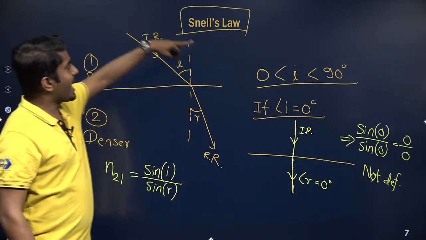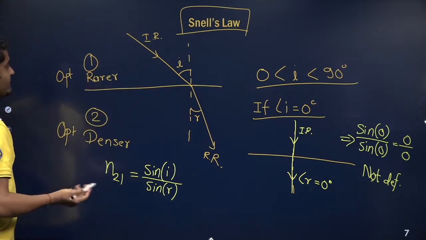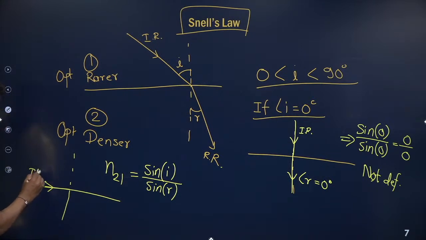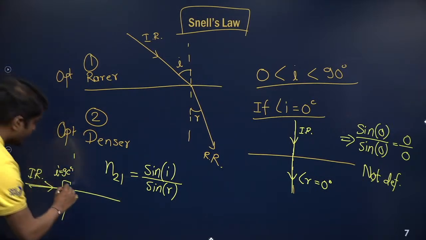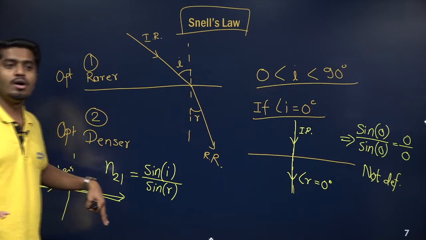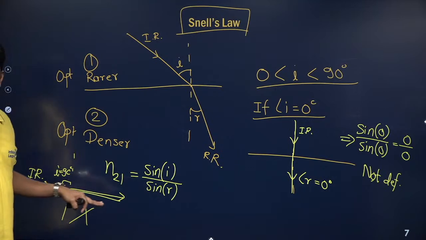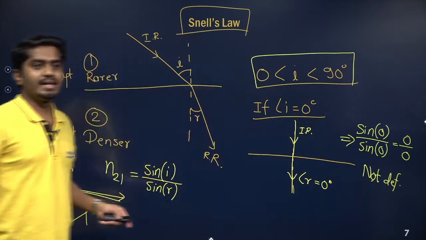And if the angle of incidence is 90, how will it look? Let's suppose there is a medium. This is a grazing angle. There is an incident ray. If this angle of incidence is 90, this ray will not go into the second medium. It will just pass as it is. So there is no bending, no refraction. Again, for this case, we cannot use Snell's law. That is the reason the angle of incidence is between 0 and 90 degrees.